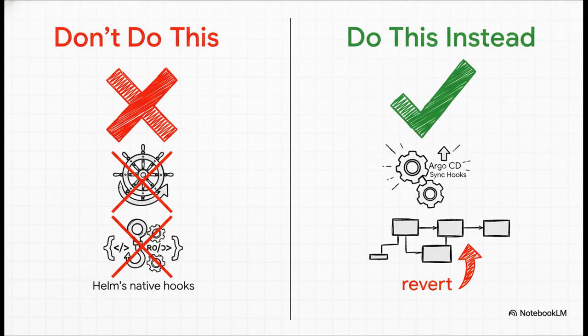It means, hey, forget about Helm's built-in hooks. You have to use Argo CD's sync hooks now. And you can't use Helm rollback anymore. In a GitOps world, how do you roll back? Simple. You revert a commit in Git.